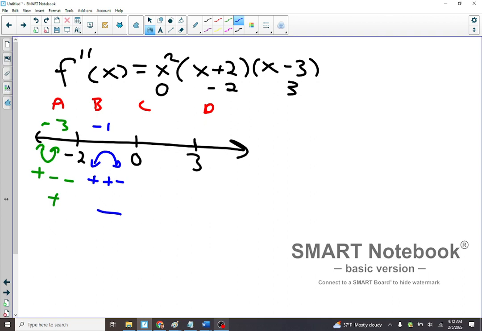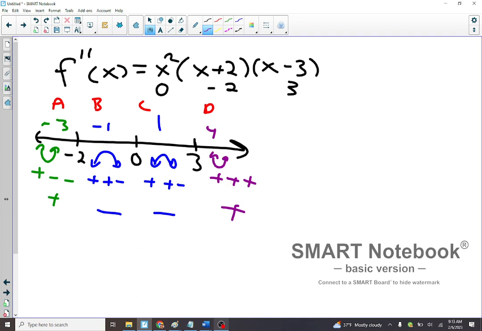This one over here, 0 to 3, let's plug in a 1. Positive, positive, negative. Overall negative, so it's still concave down. And then positive, positive, positive. This is overall positive, concave up. Plug in a 4 or something.